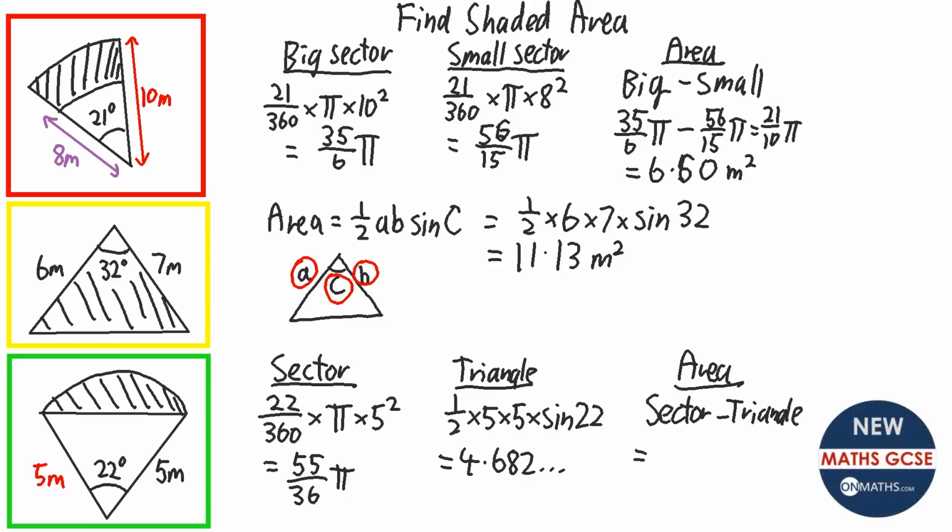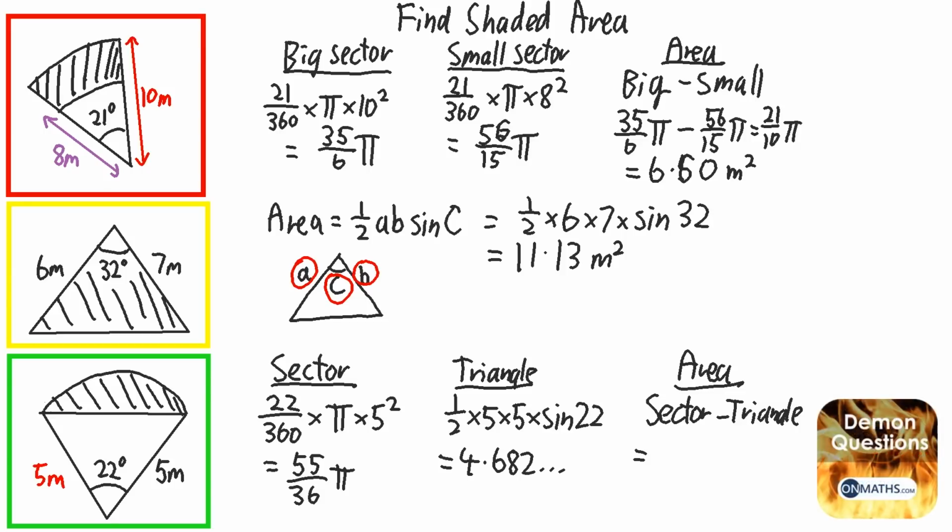Now I've kept that in my calculator because what I'm going to do now, with the 4.68 blah blah blah in my calculator, is do 55 as a fraction over 36 pi, and then I'm going to type in take away answer, and that will keep the accuracy for me for the 4.682. Now if you don't know how to do that in a calculator, or you don't have a calculator that can do that, just write down as many decimal places as you can, probably about 6 or 7 will do.